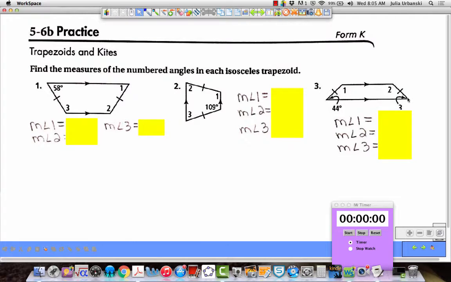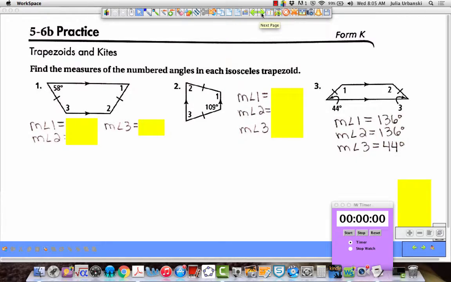Now for isosceles, you know that at least two pairs of angles are going to match. So what did you get for angle 1? Good, 180 minus 44. What did you get for angle 2? 136. And for angle 3? Any questions on those? Okay, you'll probably see something like that on your quiz.